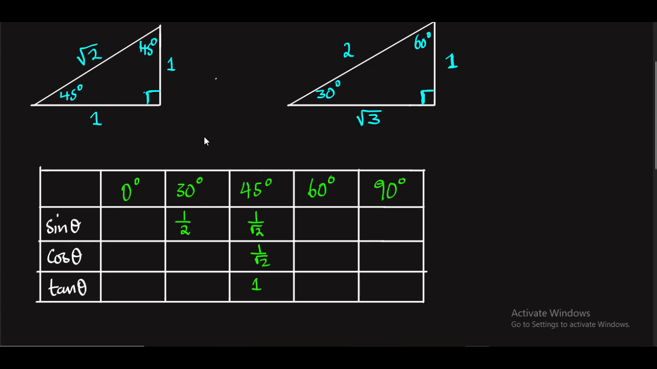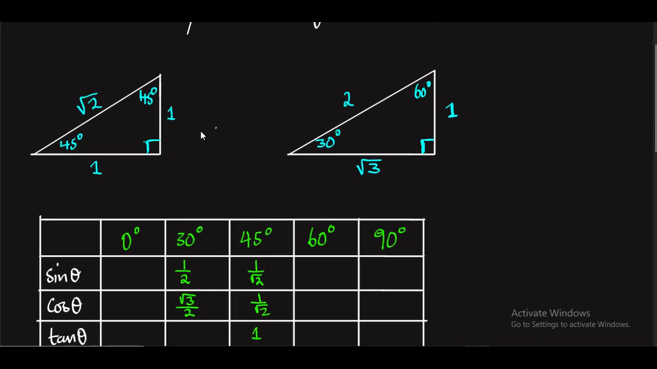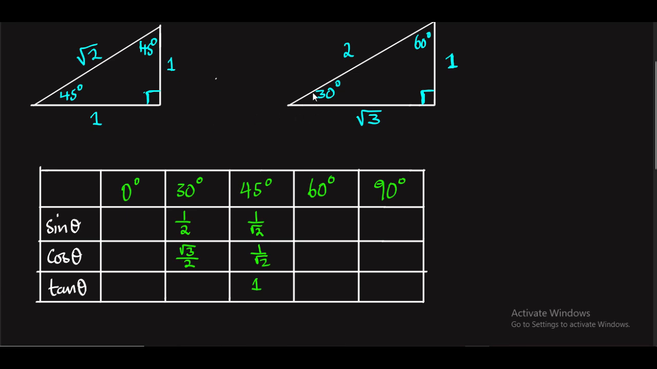What about cos 30 degrees? It will be adjacent over hypotenuse. So cos 30 degrees is root 3 over 2. And then what about tan of 30 degrees? Tan of 30 degrees would be opposite over adjacent, which is 1 over root 3.